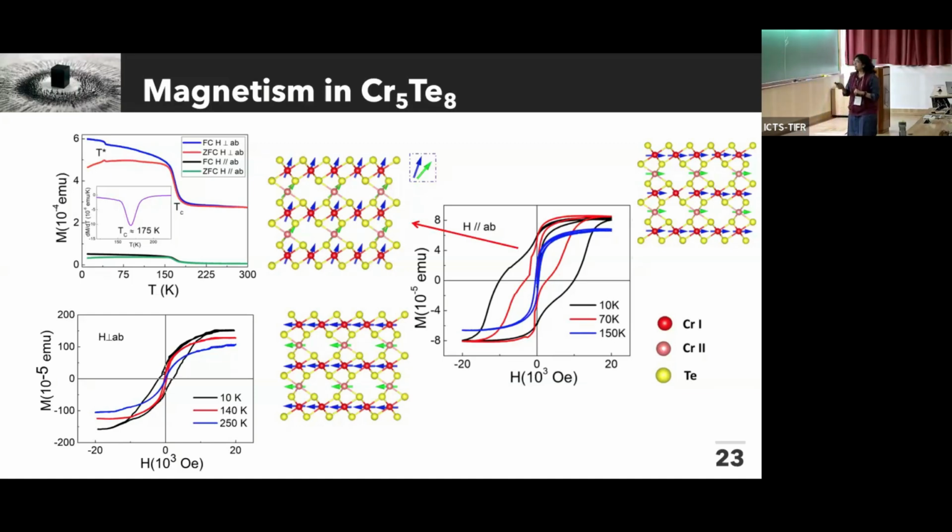As you increase the temperature, you can see that around 70 Kelvin this kink starts reducing, and above 150 Kelvin, where we believe that the spins on the chromium 2 atoms have been randomized, we see a single hysteresis curve. So this is again evidence for the non-collinearity in this system.